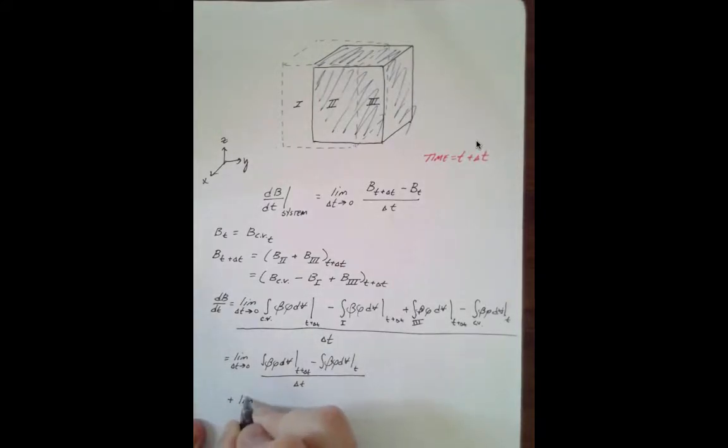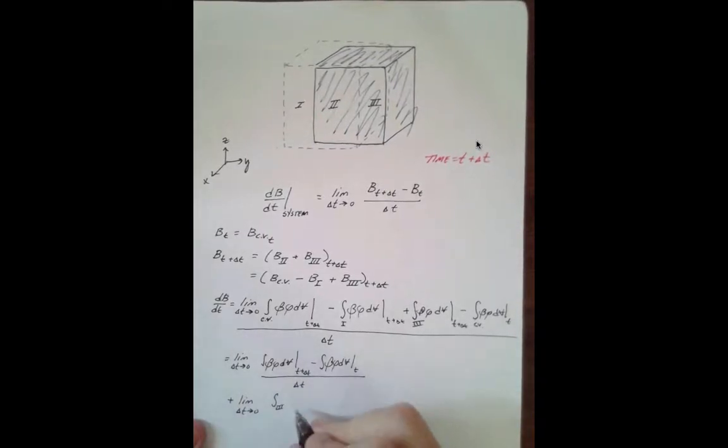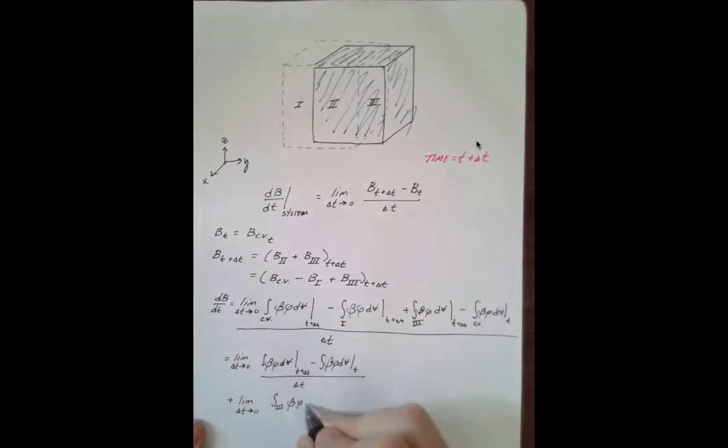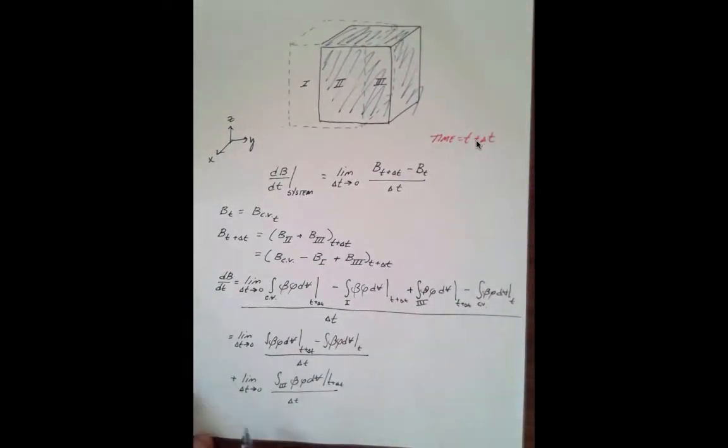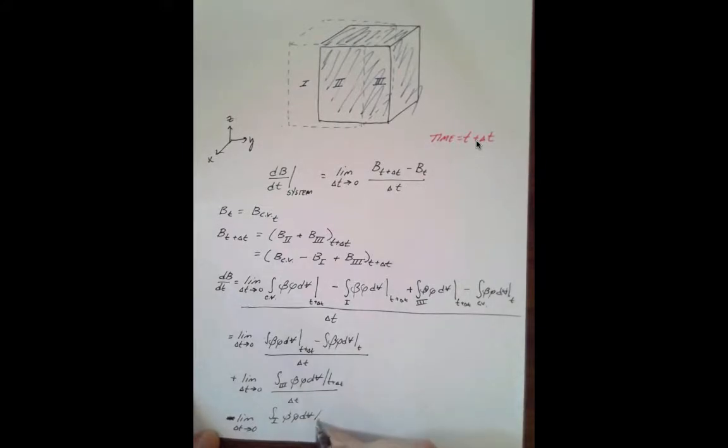plus the limit delta t goes to 0 of the integral over zone 3 of beta rho d volume at time level t plus delta t over delta t, plus the limit as delta t goes to 0 of minus the integral over zone 1 of beta rho d volume at t plus delta t over delta t.